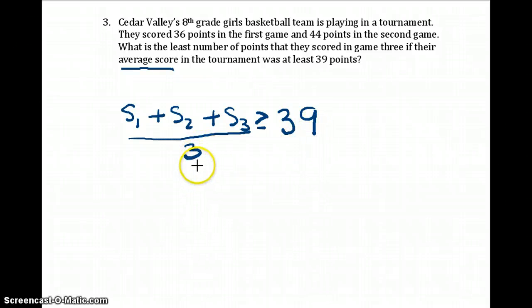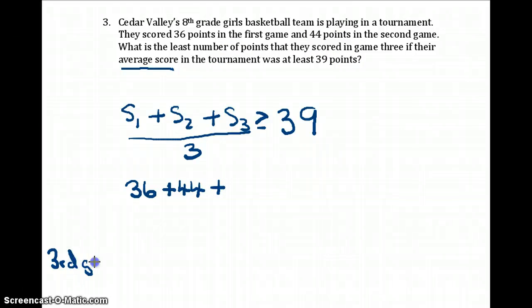I can find the average. Well, let's take a look here. In the first game, they scored 36 points. In the second game, they scored 44 points. And in the third game, that's what they want us to find out. So we can call the third game my unknown, I'll call that X.